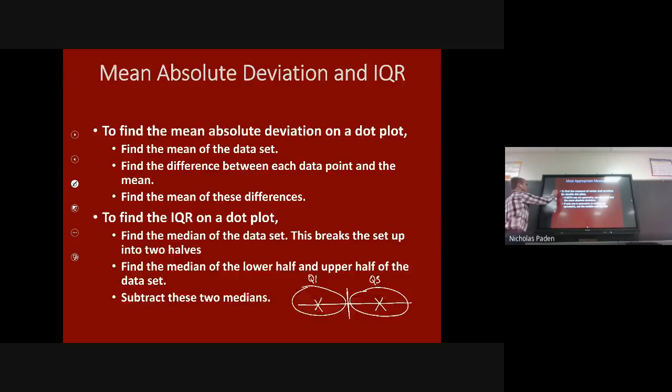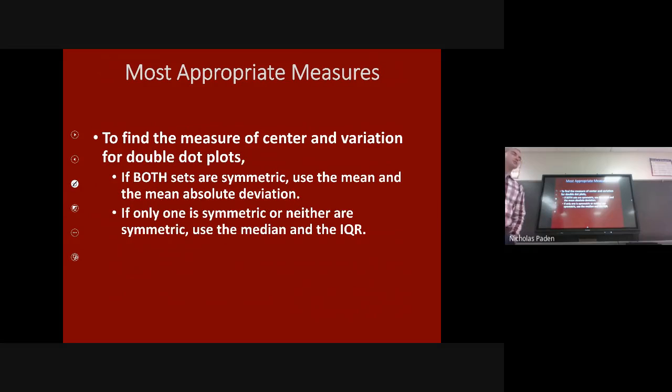Okay, so a couple other things about double dot plots that kind of tell you which one to use. If both of the dot plots are symmetric, we're going to use the mean as our measure of center and the mean absolute deviation as our measure of variation. Now, symmetric means it is the same on both sides. So the exact same on both sides.